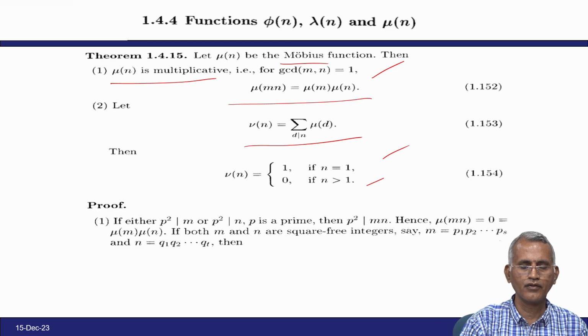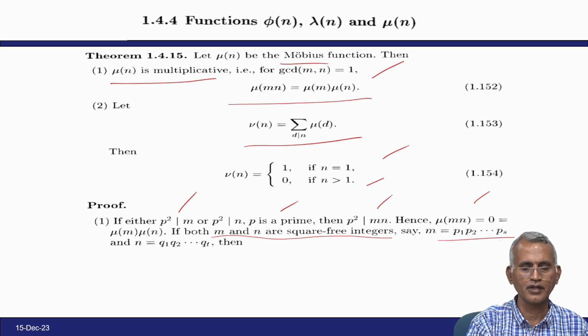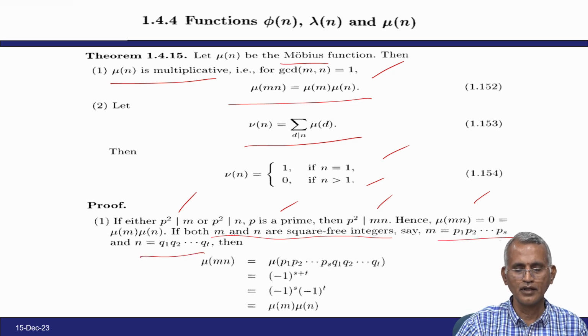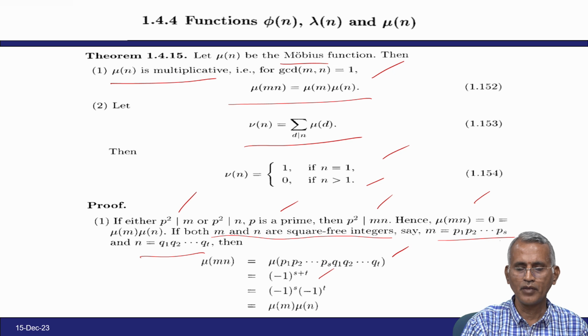So, the proof: if either p square divides m or p square divides n, where p is a prime, obviously p square divides mn, hence mu of mn equal to 0, which is equal to mu of m into mu of n, trivially. Now, both m and n are square free integers. Say m equal to a product of primes p1 p2 up to ps, and n equal to another product of primes q1 q2 up to qt. Then mu of mn equal to minus 1 whole power s plus t, which is equal to minus 1 whole power s into minus 1 whole power t, therefore mu of m into mu of n.